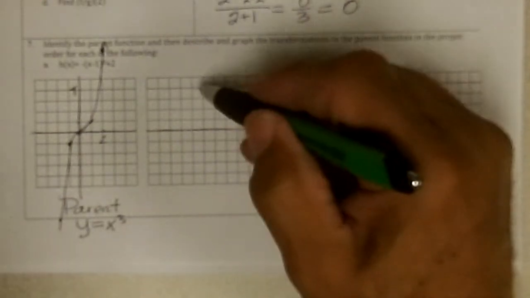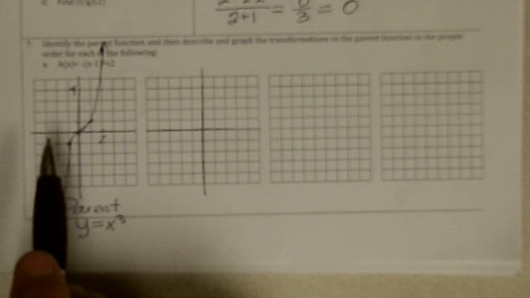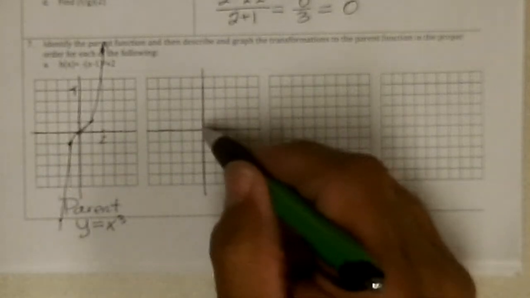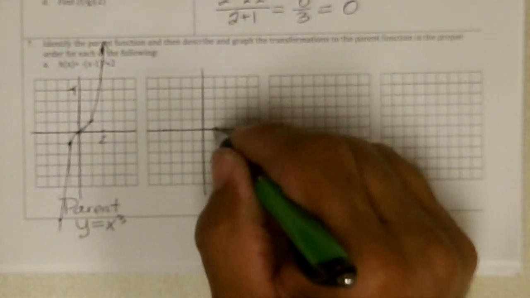Now, we've been doing these, and folks have been saying, let's do the inside first. Inside the cube function, there's x minus 1. It's not times the negative 1. It's subtract 1. Inside, there's only that one number. Inside works horizontally, and a subtract 1, it works opposite, so it's going to move horizontally 1. So I take every point that I have here and move it 1 to the right. Even though it looks like minus 1, it goes plus 1.